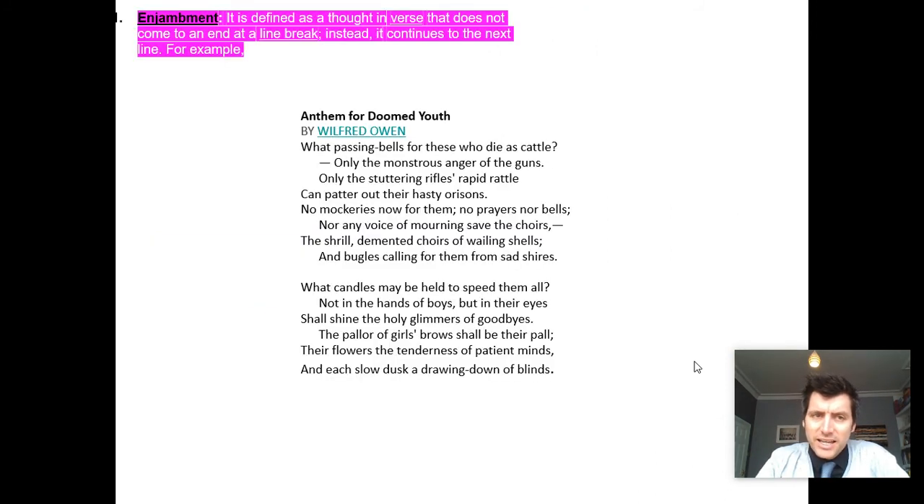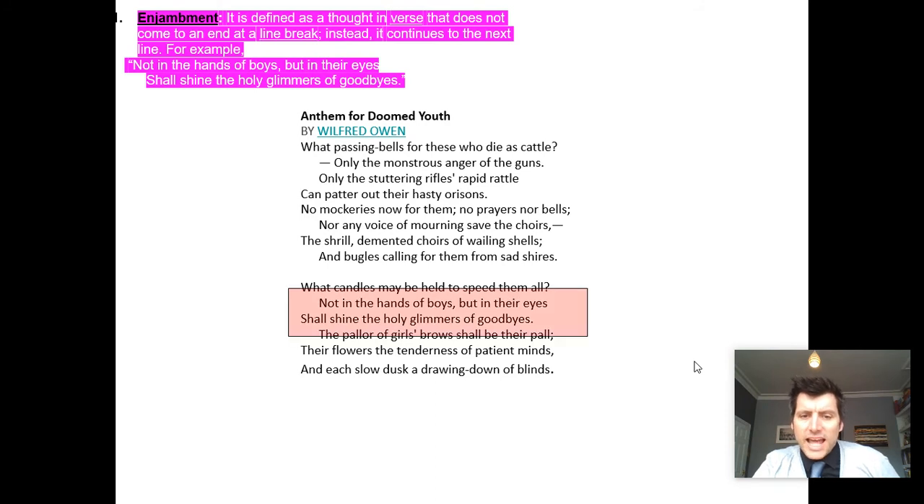And we can see that here, the thought doesn't stop at the end of the line. So if we see here, "not in the hand of boys, but in their eyes shall shine the holy glimmers of goodbyes." So it's almost like a sentence, but a thought about the idea that the boys who die aren't being commemorated like normal people will with a candle at a funeral, but in their eyes, the light is going out, the fire that they're witnessing is going out.